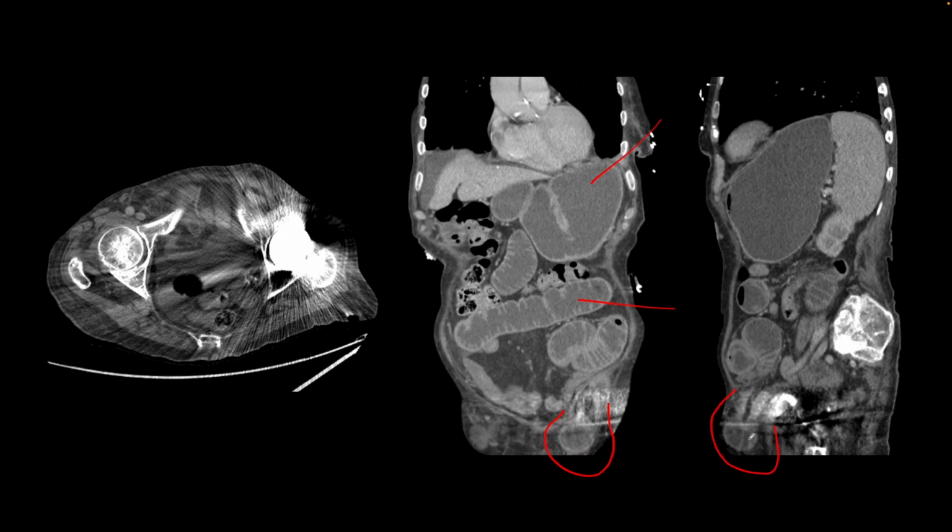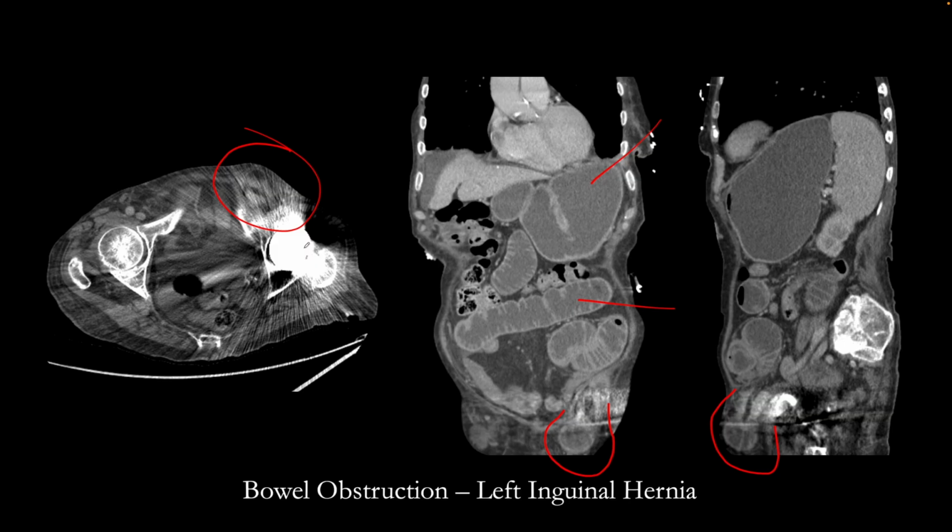We see a bowel loop going into the inguinal canal, and then it comes back. Distally, the bowel loop was collapsed. Proximally, the bowel loops are dilated. And so the axial image is not very clear because of the streak artifacts from the left hip prosthesis. This patient was diagnosed with bowel obstruction secondary to a left-sided inguinal hernia and underwent surgery.